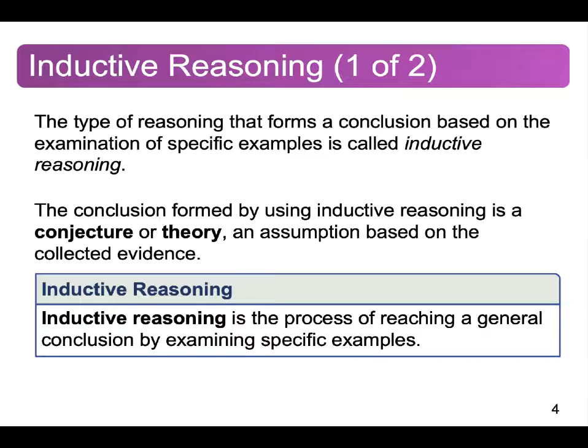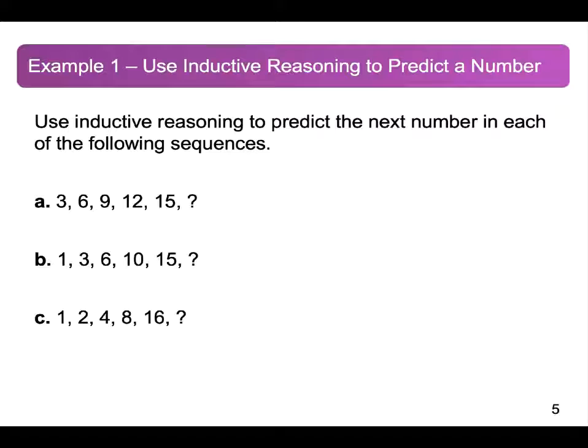I want you to take a look at these examples. Each of these has a list of numbers, and you want to predict the next number in the following sequences. If you look at A, we have 3, 6, 9, 12, 15. Inductive reasoning would tell you that if the previous pattern is holding, then the next value in the sequence should follow that same pattern. If you thought that the next number would be 18, you would be correct, because we're adding 3 each time.